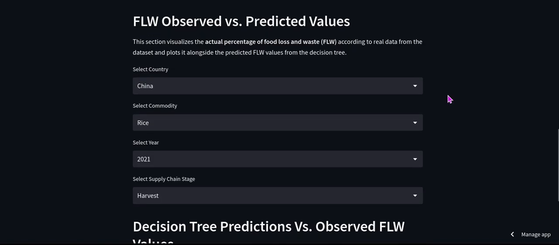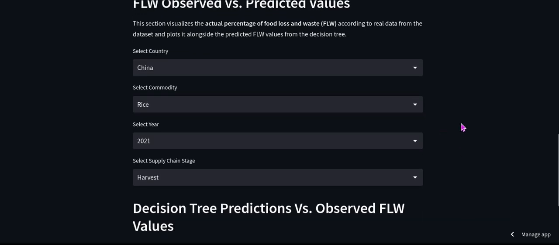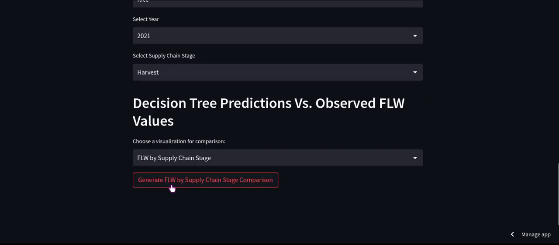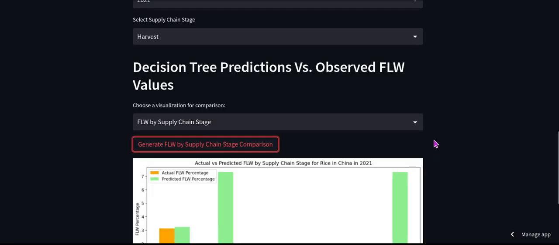Users can also visualize and compare the observed actual percentage of food loss and waste according to the UN database and compare it to the values predicted by the decision tree model. Using similar parameters as above, we can generate comparison visualizations.